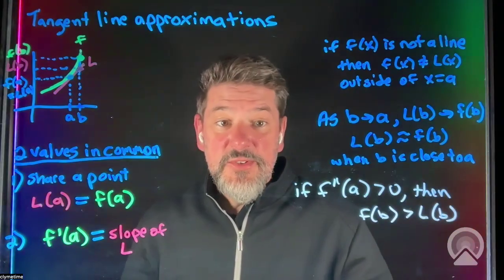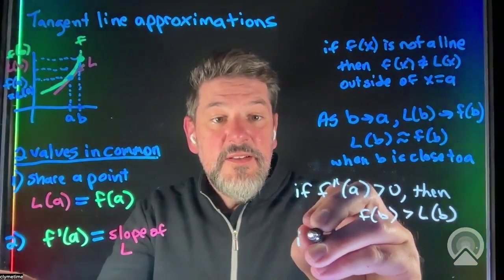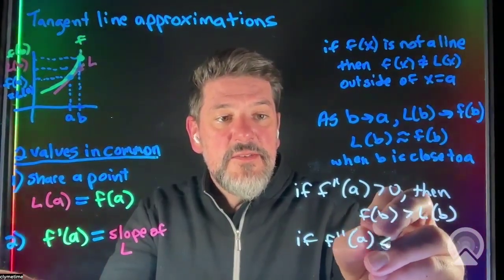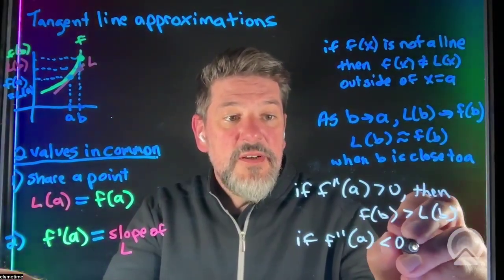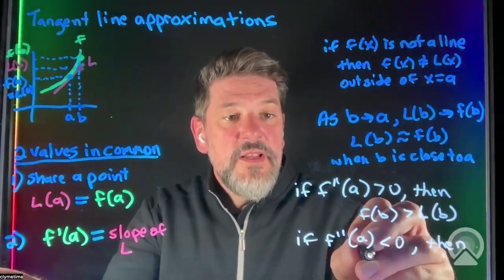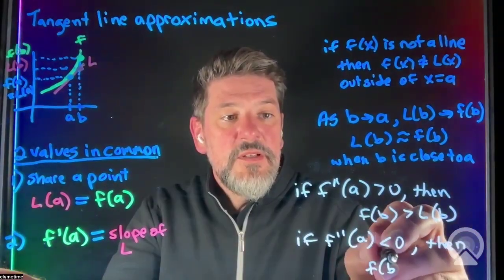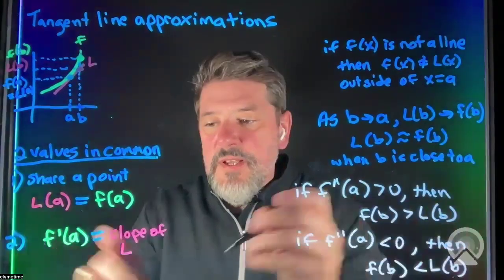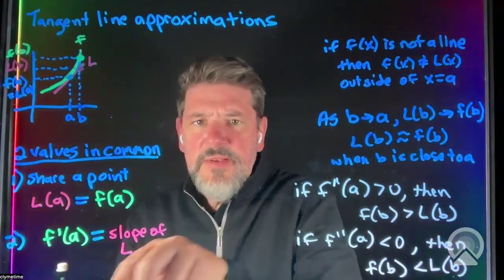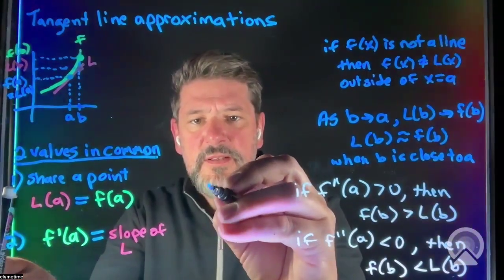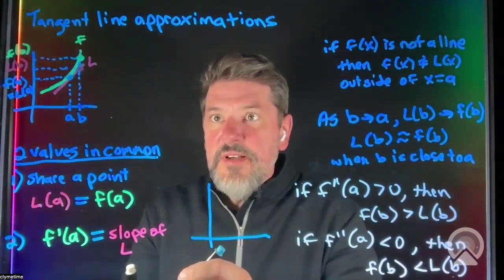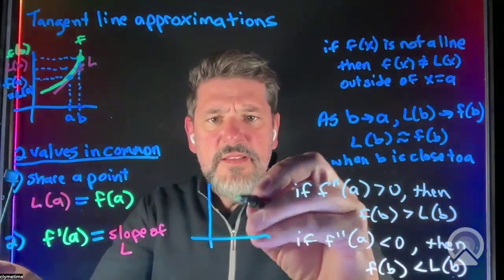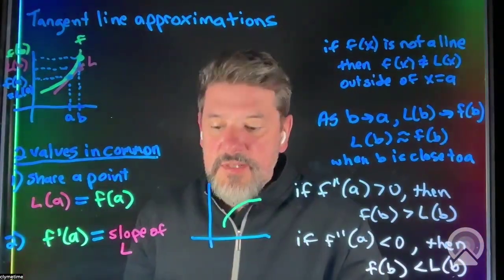So if we had the opposite result, if it was concave down, if F prime prime of A is less than 0, so that means it's concave down instead of concave up, then F of B is going to be less than L of B. All right, and it'd be helpful to have a diagram of that. Let's show what that looks like. So we have a graph, and let's draw a concave down version of the graph. It looks something like this. That one is concave down.